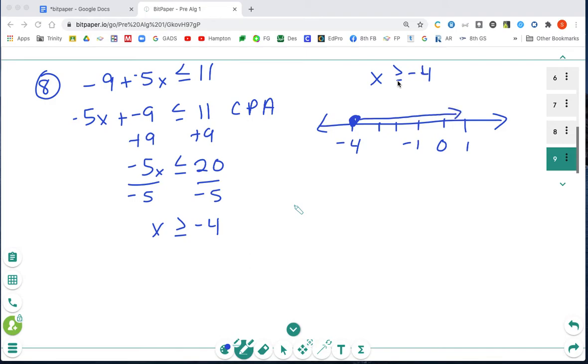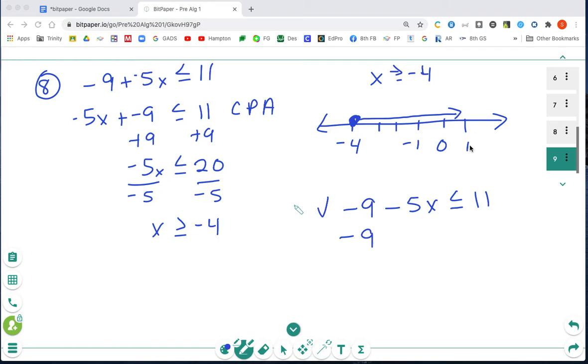I can use this here as a check. And then I'm going to pick a number on this side. So I'm going to pick number 1. So to check it, I'm going to put x. I'm going to check it by going to my original equation, negative 9 minus 5x is less than or equal to 11.